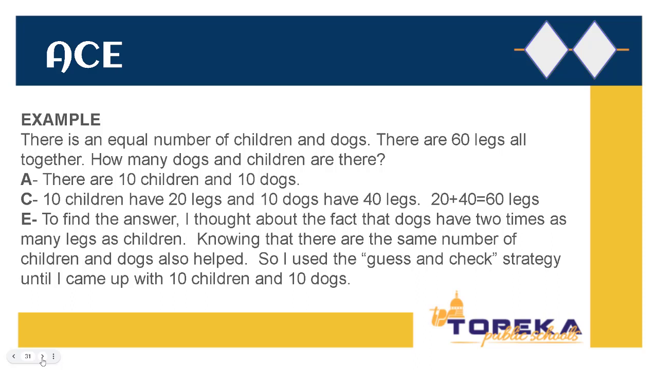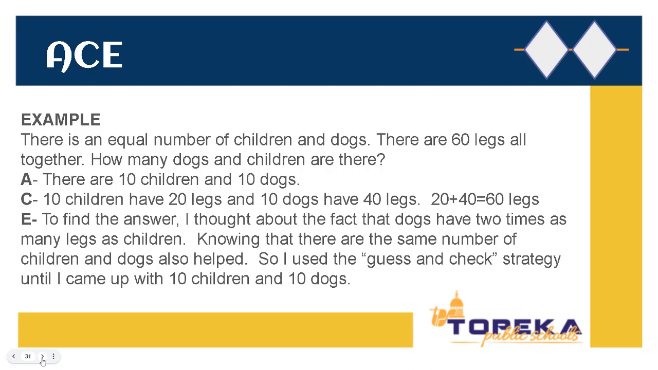But notice that when we go into the cite evidence and explain, how detailed we get. Look at our C. 10 children have 20 legs and 10 dogs have 40 legs. 20 plus 40 equals 60. We're making the students' thinking visible in math.